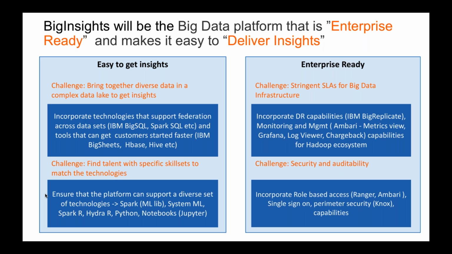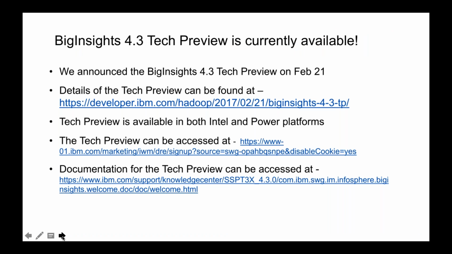On the other side, we are making IBM Open Platform more and more enterprise ready. We are incorporating data replication capabilities with our Big Replicate product. The additions to Ambari and other components that you're going to see bring another rich set of capabilities on top of what 4.2 provides for our customers. So these will be the major focus areas for us from 4.3. Let's get into more details.